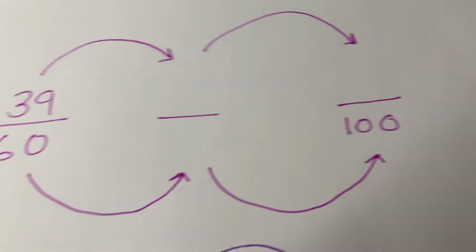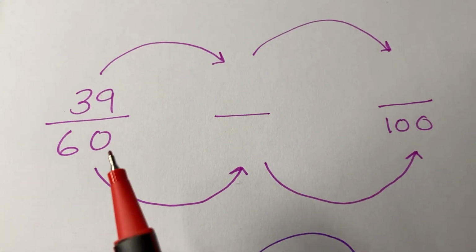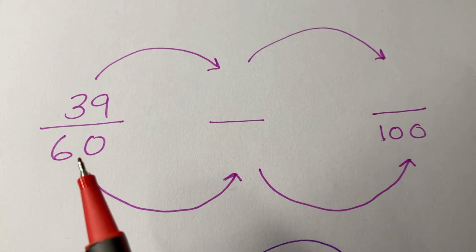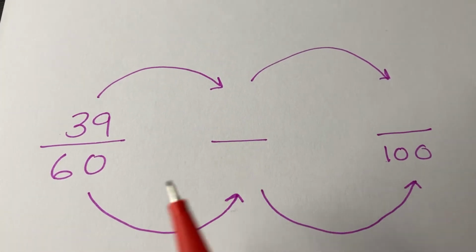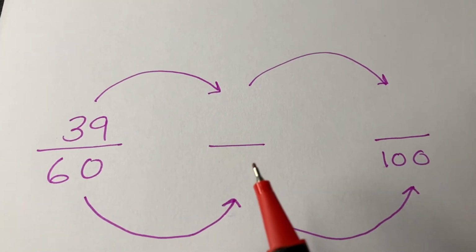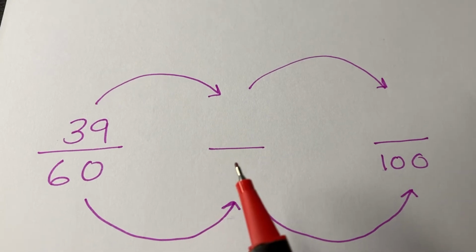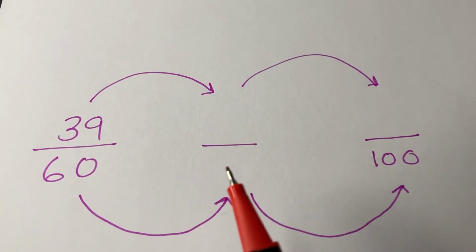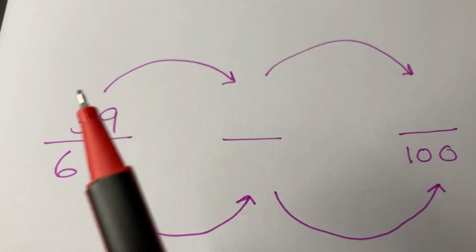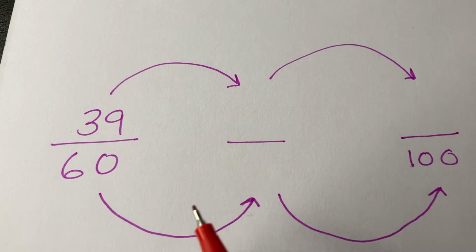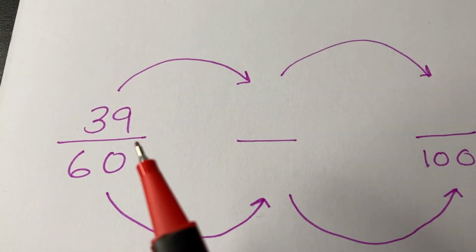Now, this one is a little bit trickier because we've got 39/60. Now, can I multiply 60 by anything to turn it into out of 100? No, I can't. Because 60 times by 1 is 60, 60 times by 2 is 120. If I multiply it by anything bigger, it'll be bigger than 120. So what I need to do first with something like this, if you can't turn it into out of 100 directly, then what you need to do is simplify the fraction.